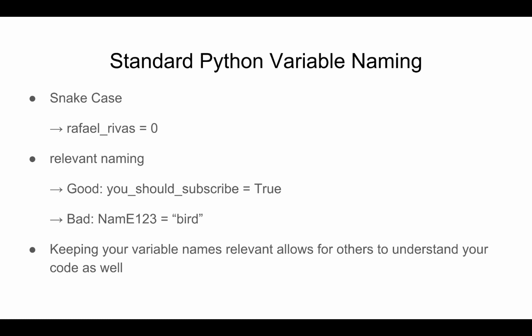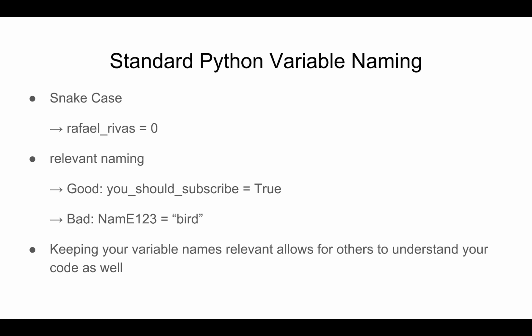Another good naming practice is making sure that when you name your variables, they're relevant. So a good variable name would be you underscore should underscore subscribe equals true, because the statement you should subscribe is a true or false value, which is a Boolean. And since you are assigning you should subscribe to a Boolean value, that would be a good practice, since it's relevant to what is being held in the variable.